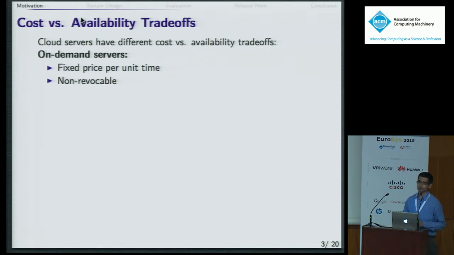The servers offered by these infrastructure cloud providers come in a variety of types, and each type has its own cost versus availability trade-off. The first type of servers are called on-demand servers. On-demand servers have a fixed price per unit time, and once allocated to the user, the cloud provider cannot intentionally or forcibly revoke these servers from the user.